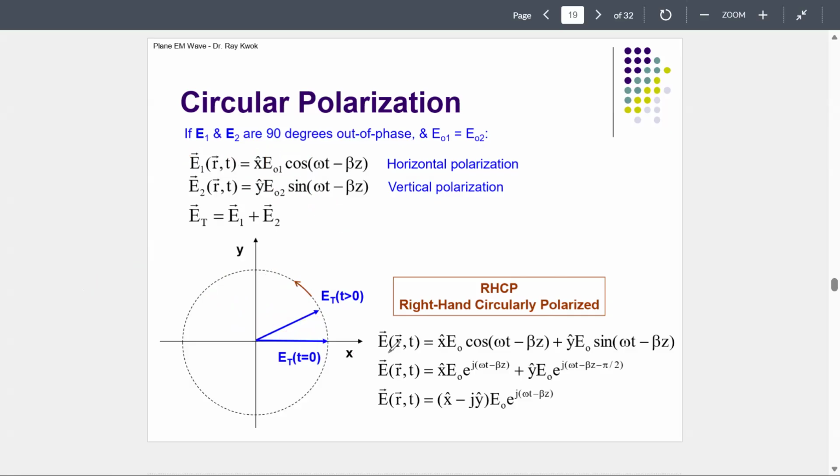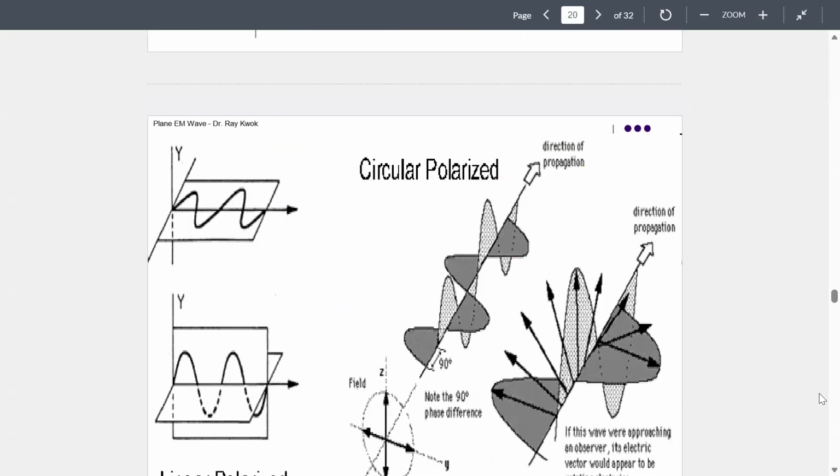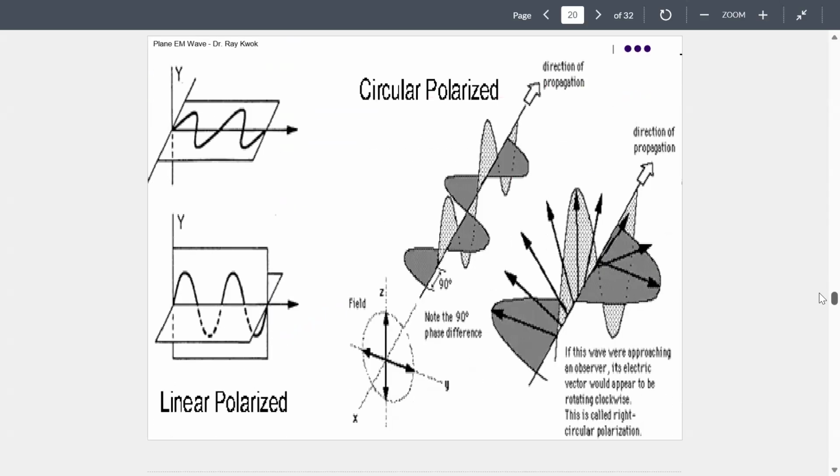Below here is just a different fancy way to write the sine and cosine using complex numbers. I'm going to skip it. If you want to know more, come see me. The picture is this.